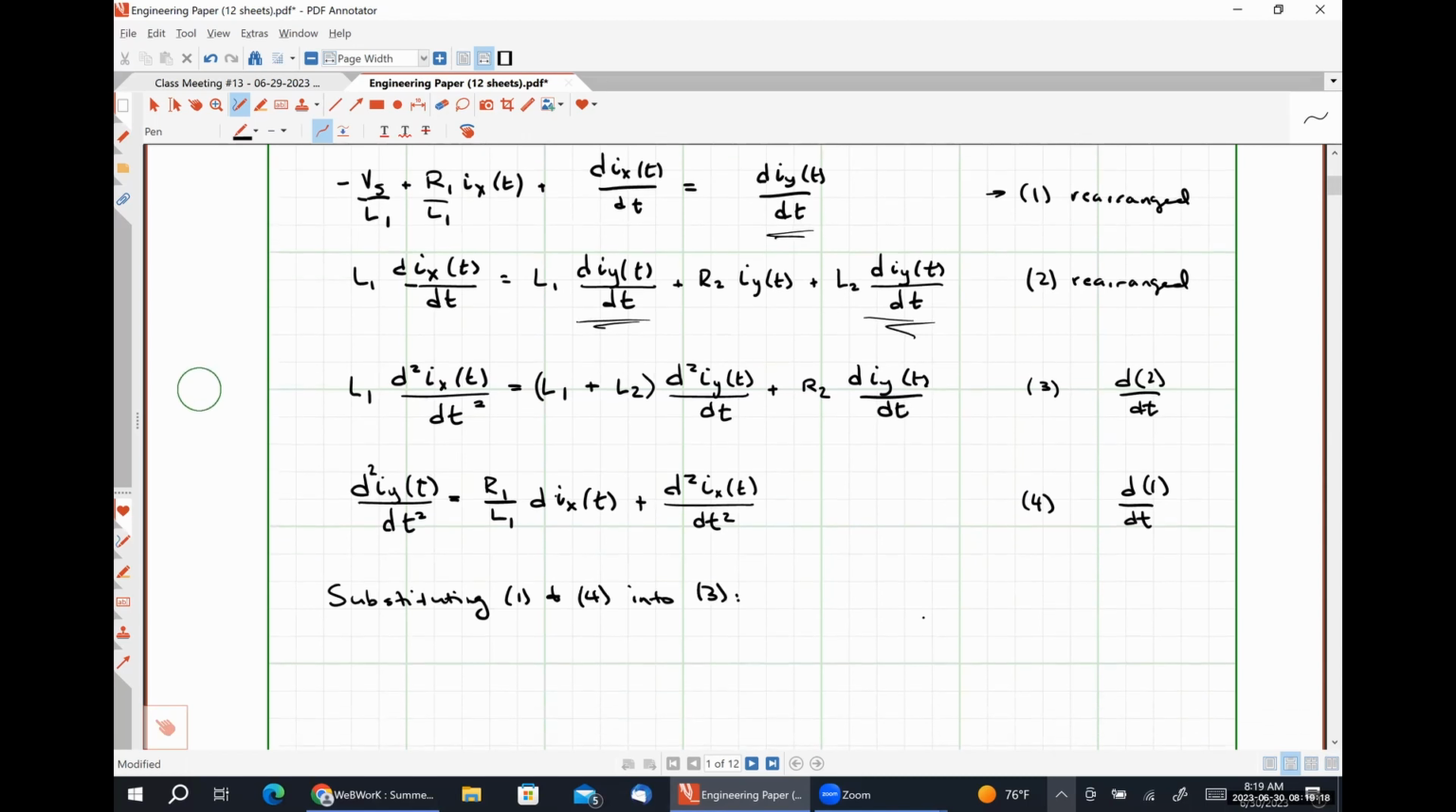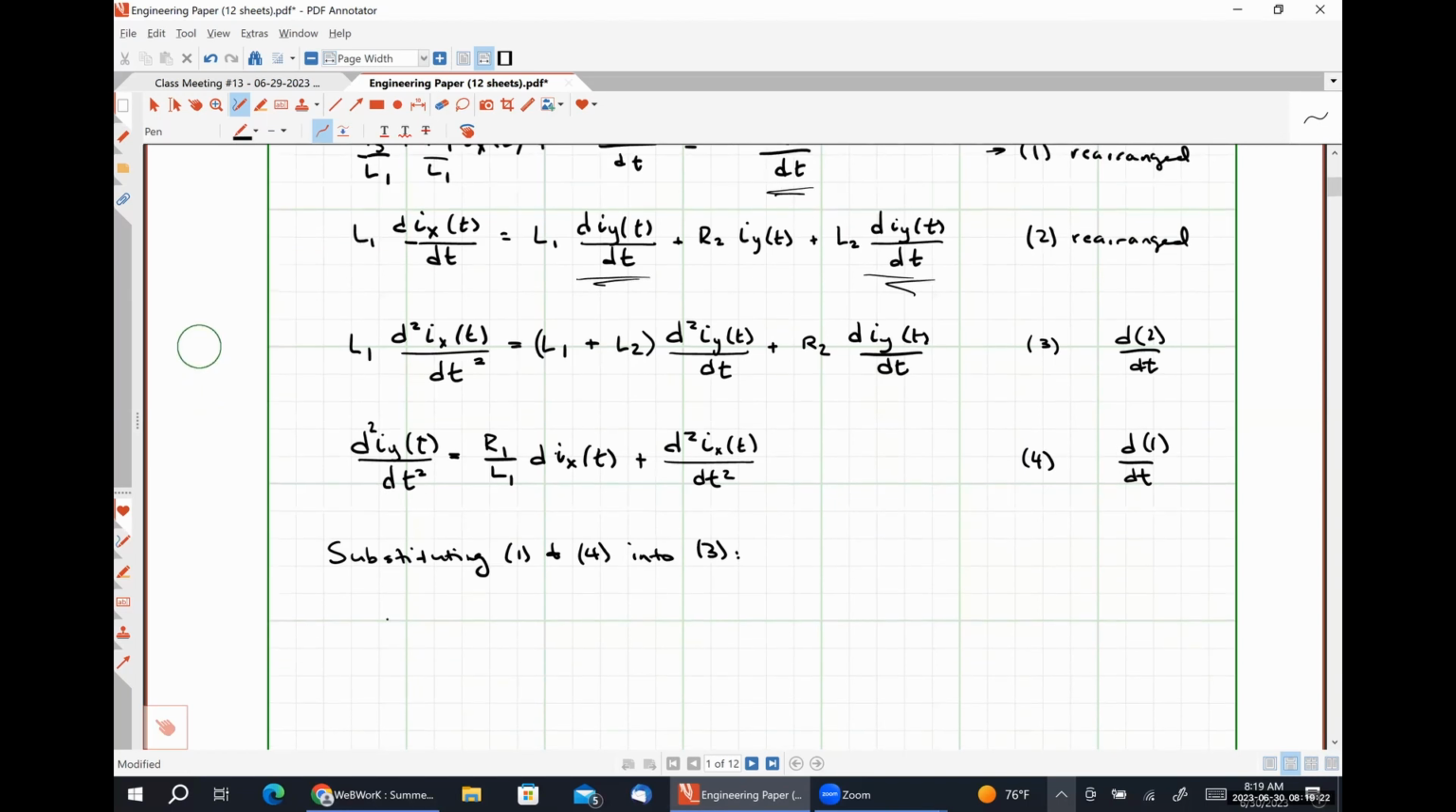All right. So I have L1 times the second derivative of Ix with respect to time is going to be equal to L1 plus L2 times the second derivative of Iy with respect to time. So that's just equation 4.